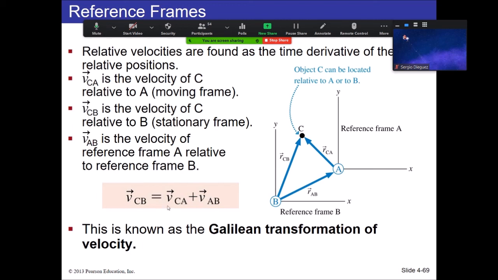So again, let's read what this says here. The velocity of object C relative to B is going to be equal to the velocity of object C relative to A plus the frame velocity. So this frame velocity here, VAB, this is the velocity of frame A as seen by B. So let's say A is heading over to the right here at, say, 30 meters per second. We would put in a 30 i hat meters per second to the VBA. Now, due to relative motion, though, guess what?